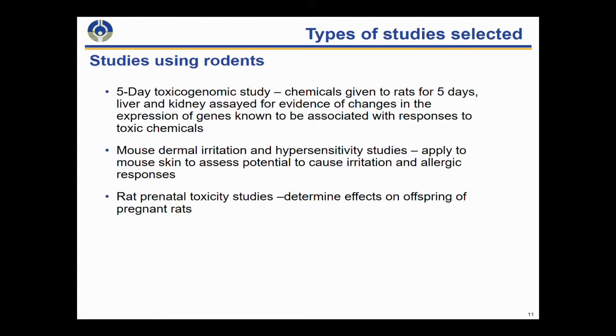And again, what we're looking for here is to try to develop confidence in this 1 part per million drinking water advisory level. We also did some traditional assays, mouse dermal irritation and hypersensitivity studies. These are very irritating chemicals. The populace reported nausea, irritation, and skin irritation and things of that nature. And we also did rat prenatal toxicity studies to determine the effects on offspring of pregnant rats that received the chemical during pregnancy.